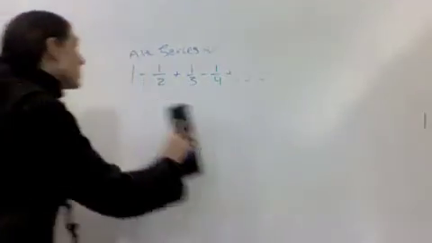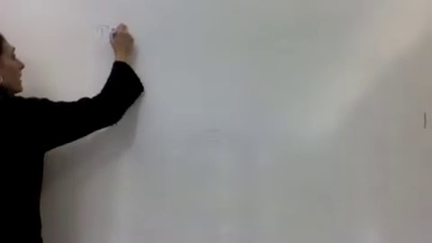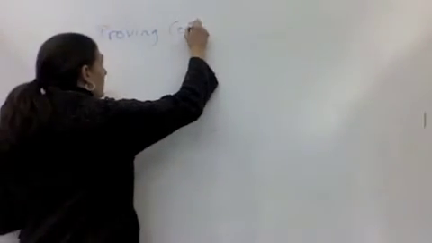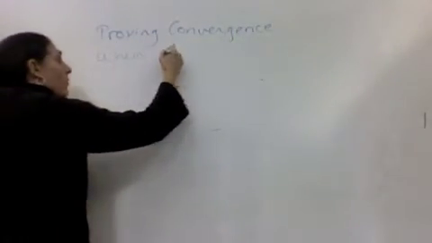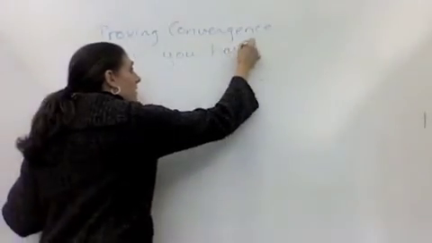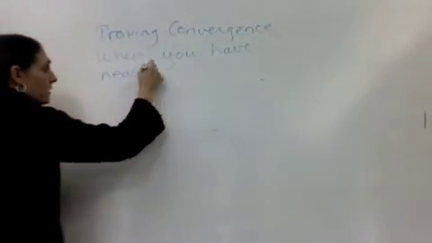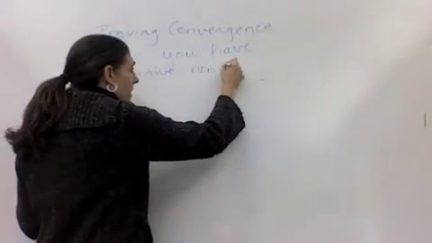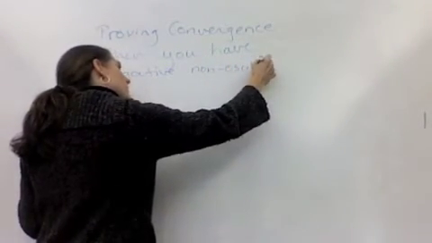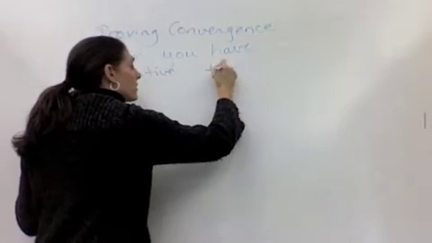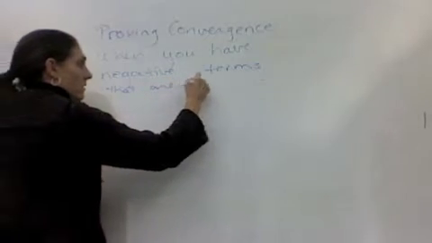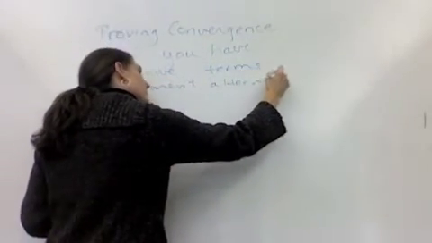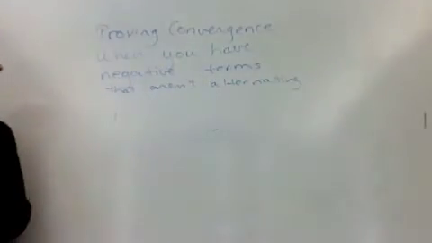2 review days. So now, let's talk about proving convergence when you have negative non-oscillating terms. When you have negative terms that don't alternate. You learned 6 tests.